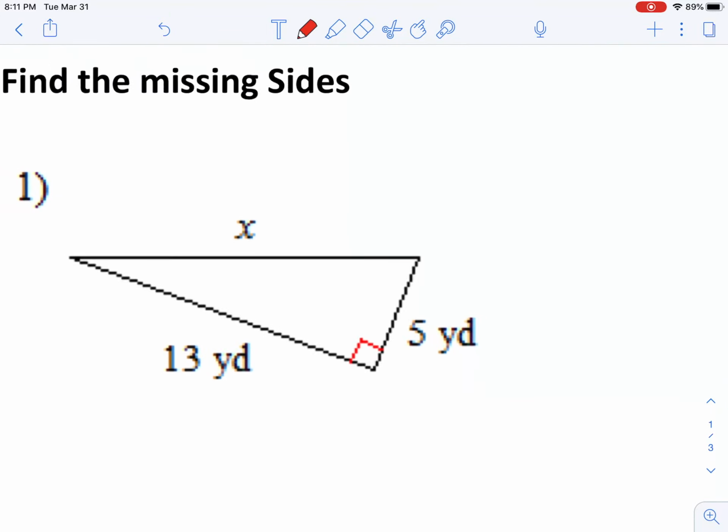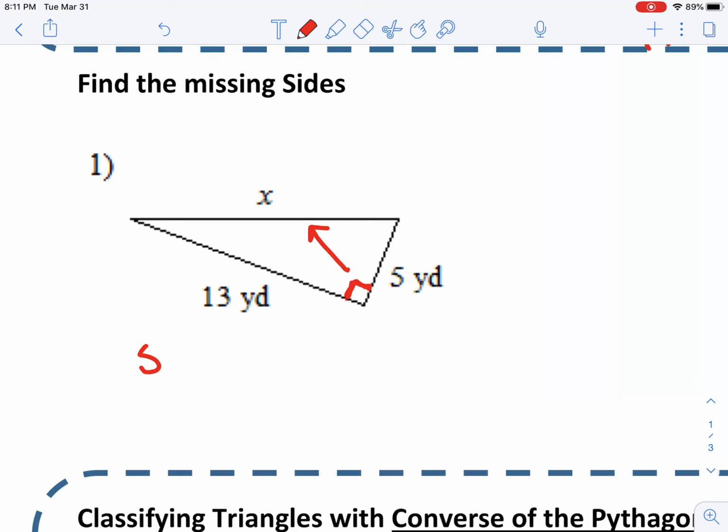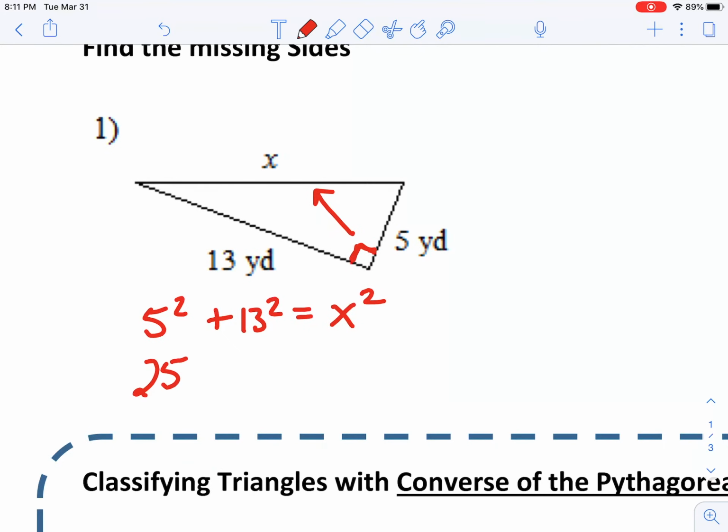So if we're looking at number 1, it says find the missing sides. You notice that this is the right angle. It points across, so that means x is our hypotenuse. So this is 5 squared plus, I'm sorry, 5 squared plus 13 squared equals x squared, right?